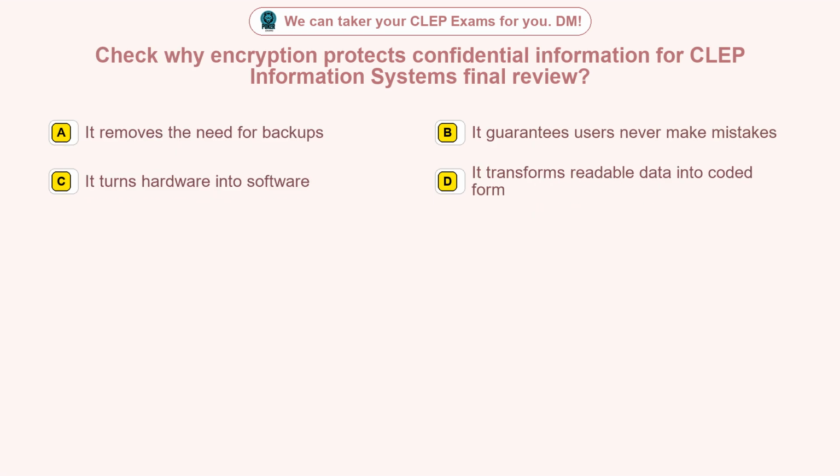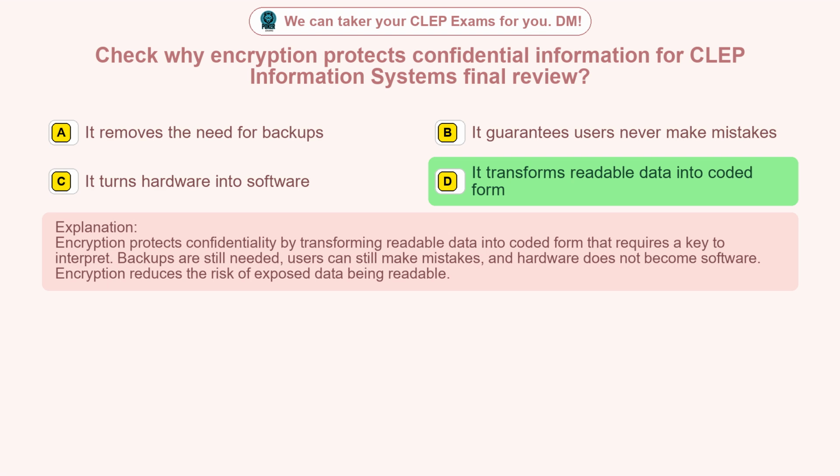Question 47. Check why encryption protects confidential information for CLEP Information Systems final review. Option A. It removes the need for backups. Option B. It guarantees users never make mistakes. Option C. It turns hardware into software. Option D. It transforms readable data into coded form. The correct answer is option D. It transforms readable data into coded form.